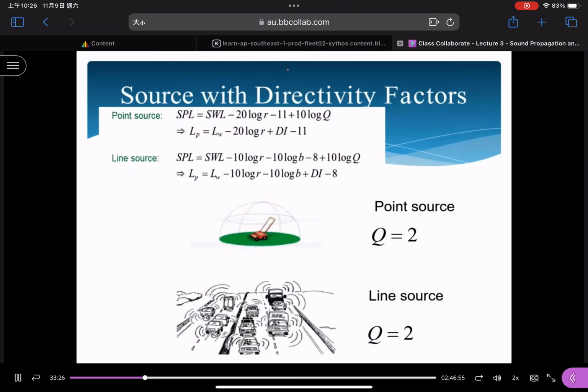Okay, in this one, I derived these two equations to you before in the previous slides. If we need to consider the directivity factor, we also consider this Q. We just incorporate one more parameter into these equations. When you consider this, no matter whether this is a point source or a line source, both of them we can consider that Q is equal to 2.